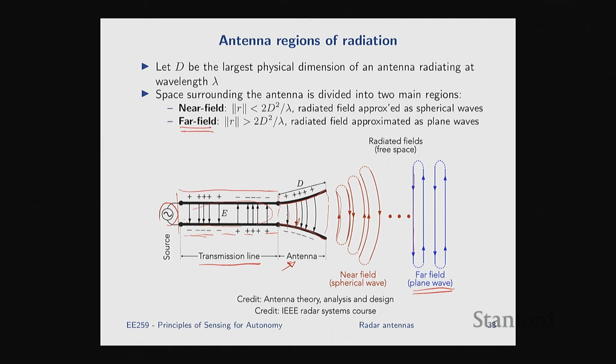Let's say you're at 77 gigahertz. Let's do a ballpark calculation. Your D would be about 10 millimeters, since most antennas are roughly on that order. And lambda is about 4 millimeters. Again, numbers are not exact, but rough. So what is 2D squared over lambda? It would be 200 over 4, so it's 50 millimeters. So if you're 2 inches away from your antenna, you're already in the far field.